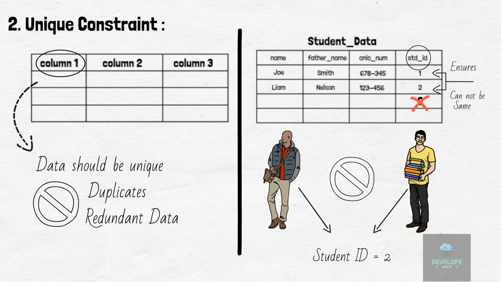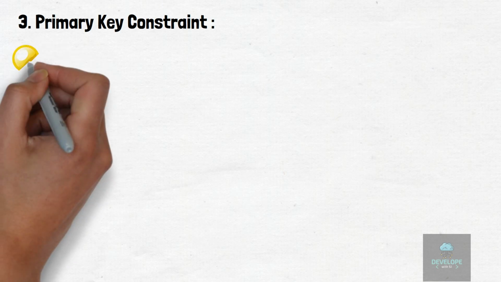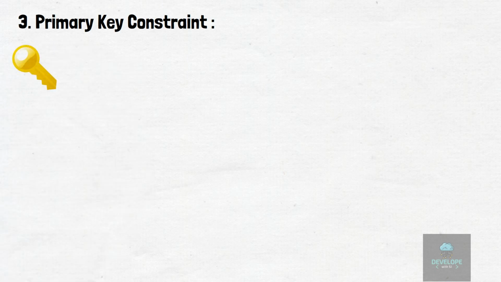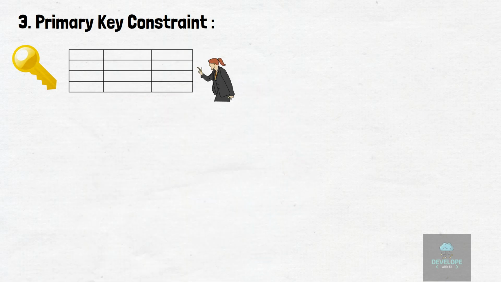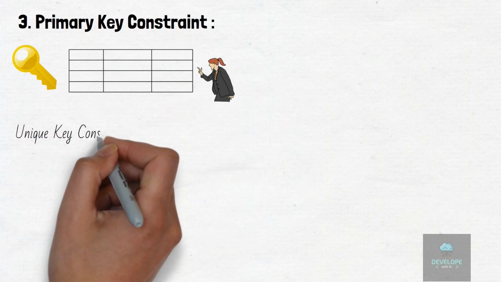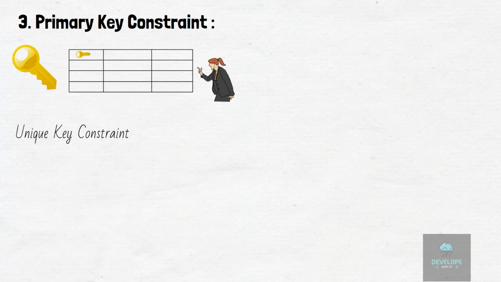Now, let's discuss our third type of constraint, which is primary key constraint. Primary key, as we have already discussed in detail previously, needs to identify a row in a table, uniquely. Which means, unique key constraint is by default applied, if a column is defined as a primary key.